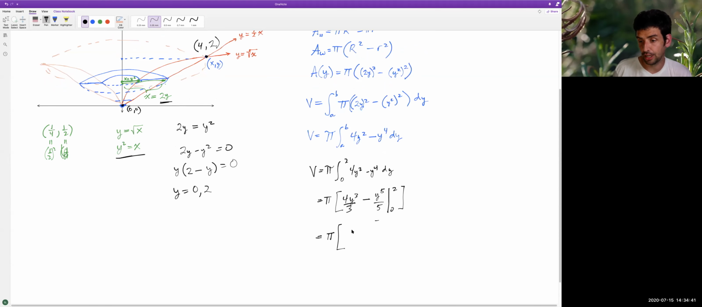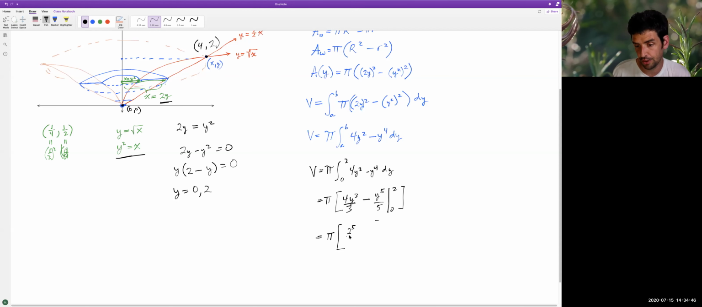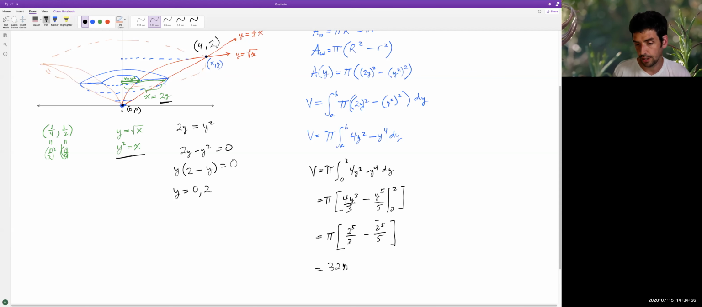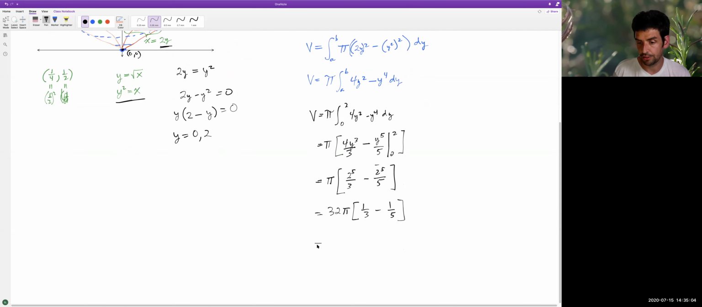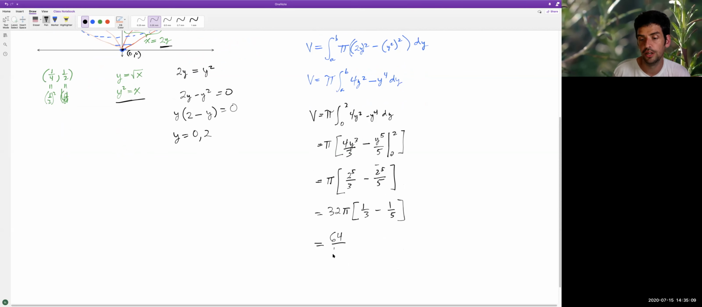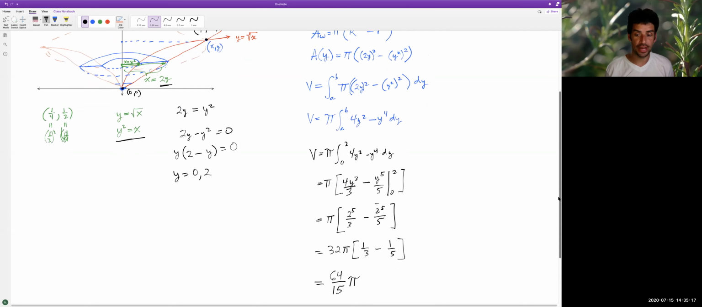Okay, so now we substitute in 2. So 4 times 2 cubed is, or 2 squared times 2 cubed, there's my 2 to the 5th over 3 minus 2 to the 5th over 5. I can factor out 2 to the 5th, which is 32 times pi. I've got 1/3 minus 1/5, which is 5/15 minus 3/15. So 2/15 times 32 gives me 64/15 pi. And that's that. Okay, so that's it for this one.